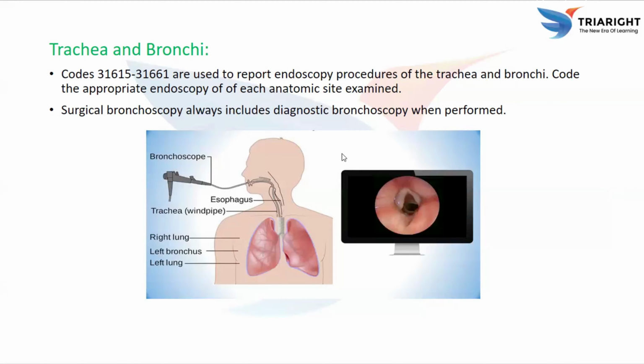And here in this picture you can see the bronchoscopy, the endoscope is inserted into the bronchus. Bronchoscopy procedure is done here. The bronchoscope passes through the trachea before reaching the bronchi, which is why the trachea is bundled in this procedure.